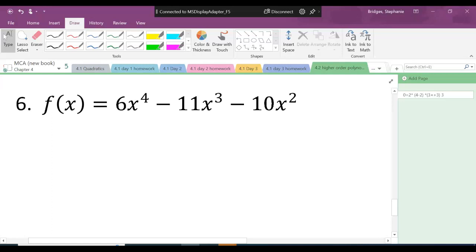Again, still looking to see if they have a GCF first. Again, we're going to replace f of x with 0, and then we're going to work on our factoring. How many answers am I going to have for this one? 4. My highest degree is 4, so I'm going to have 4 solutions. I'm going to go ahead and turn my f of x to 0. And what is it that they all have in common? An x squared, not just x, but x squared.